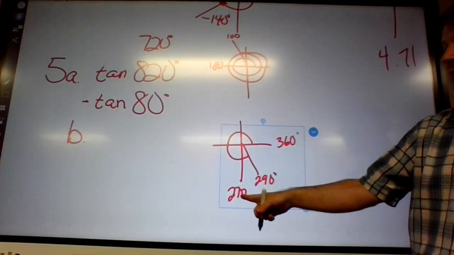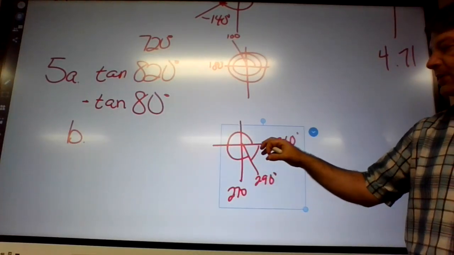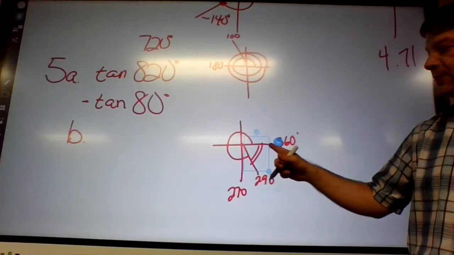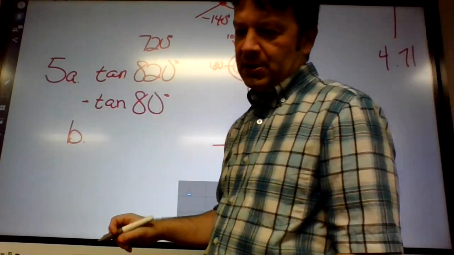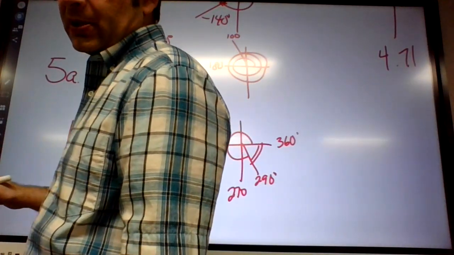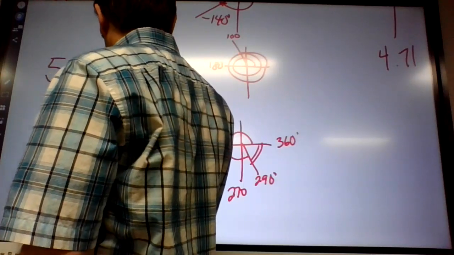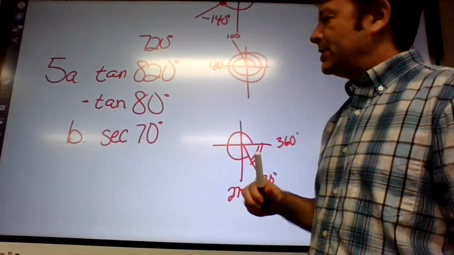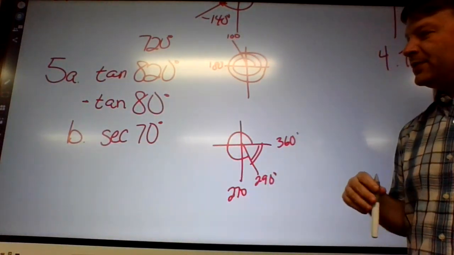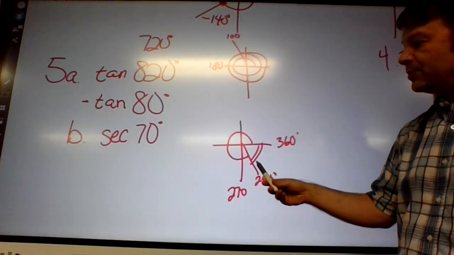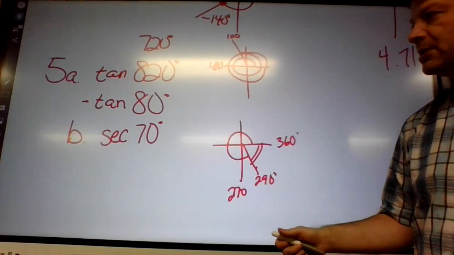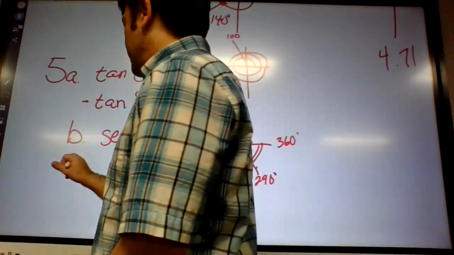Okay, 290 is in the fourth quadrant because it's past 270. It is 70 degrees short of 360. So it's going to be secant of 70. Secant is based off of cosine. Is cosine positive or negative in the fourth quadrant? Positive. Positive, so we're just going to leave that alone.